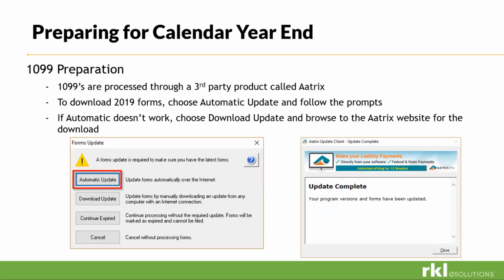If that does not work, then the second choice would be Download Update, which would give you a website to click, and then you would simply download the executable file from that website and install it. It's very easy. There are no trick questions or anything, but if you do need help with this, please reach out to our support department.